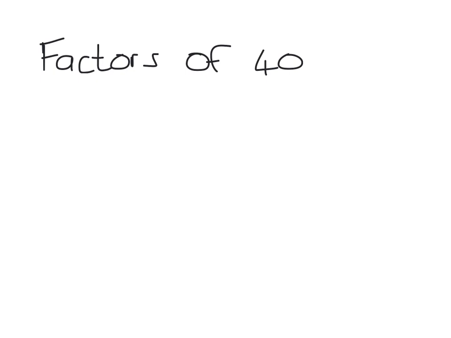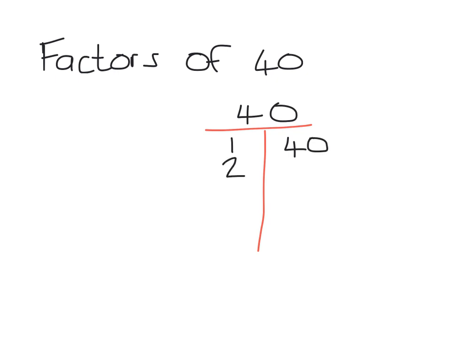This time we're looking for the factors of 40. So we draw our T shape and we put 40 on top. The first factors that we always get are 1 and itself. 2 goes into 40 20 times. 4 goes into 40 10 times. And 5 goes into 40 8 times. It's important to do them in order because that way you can make sure that you don't miss any.